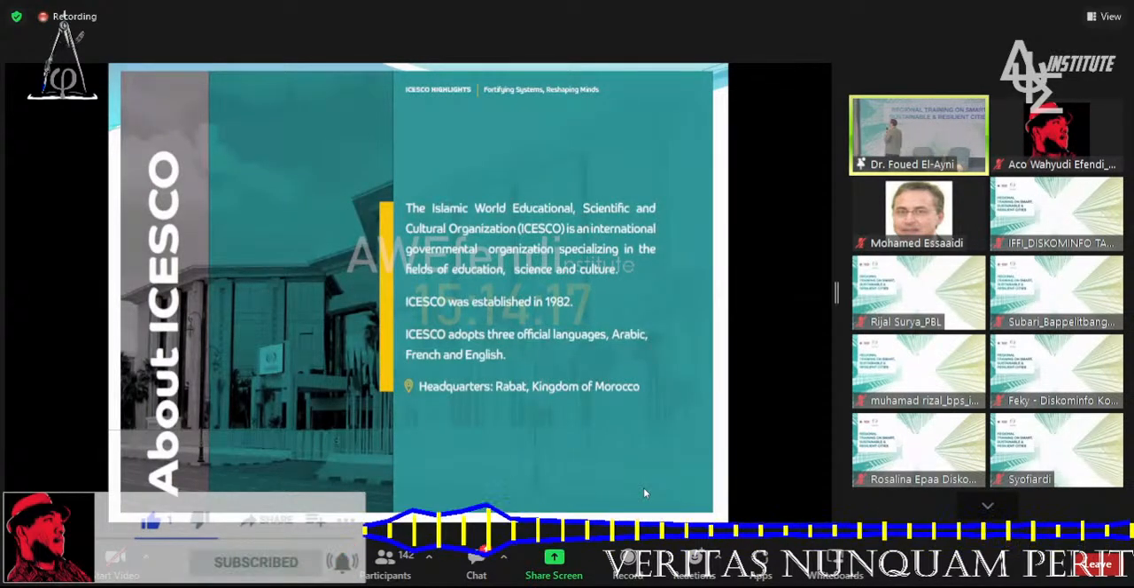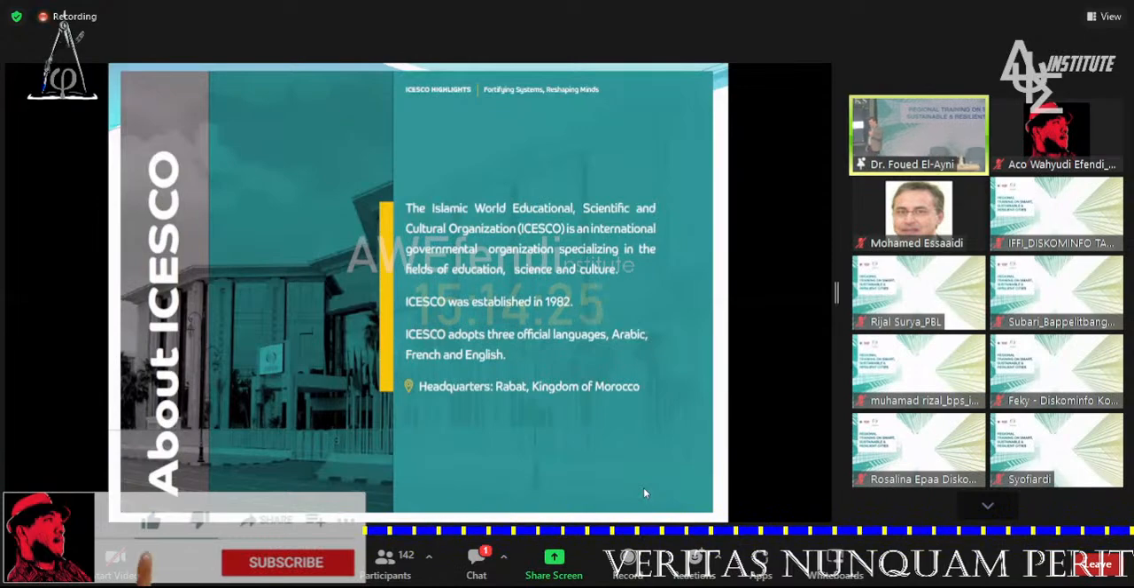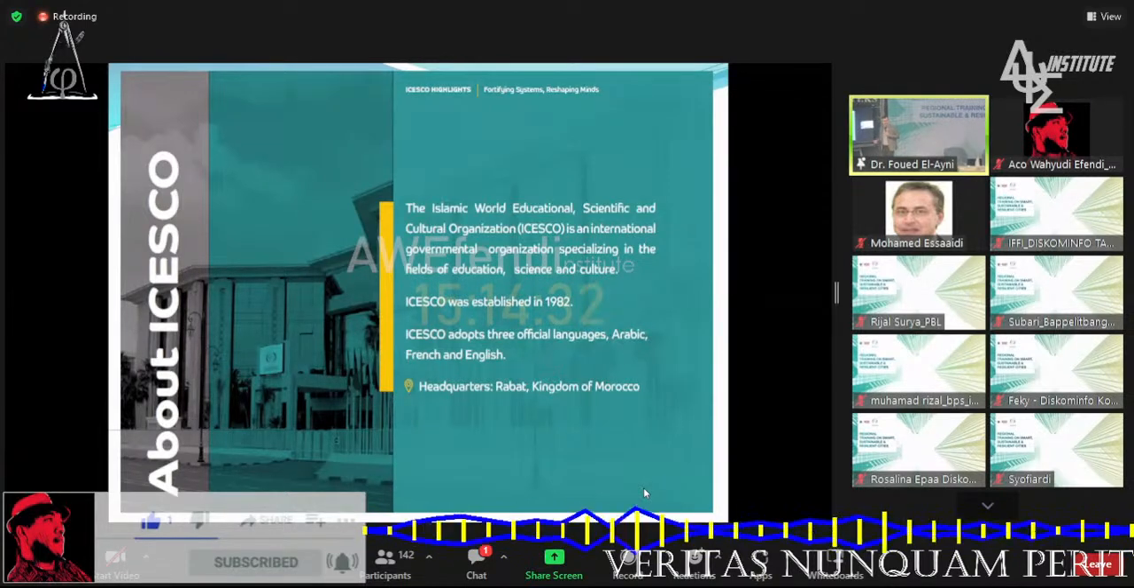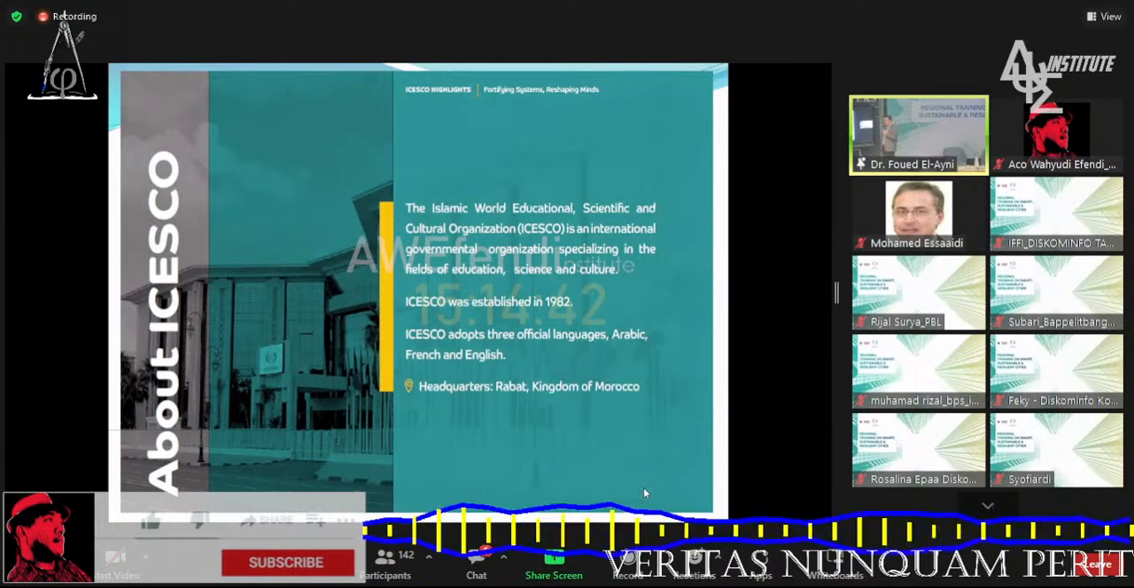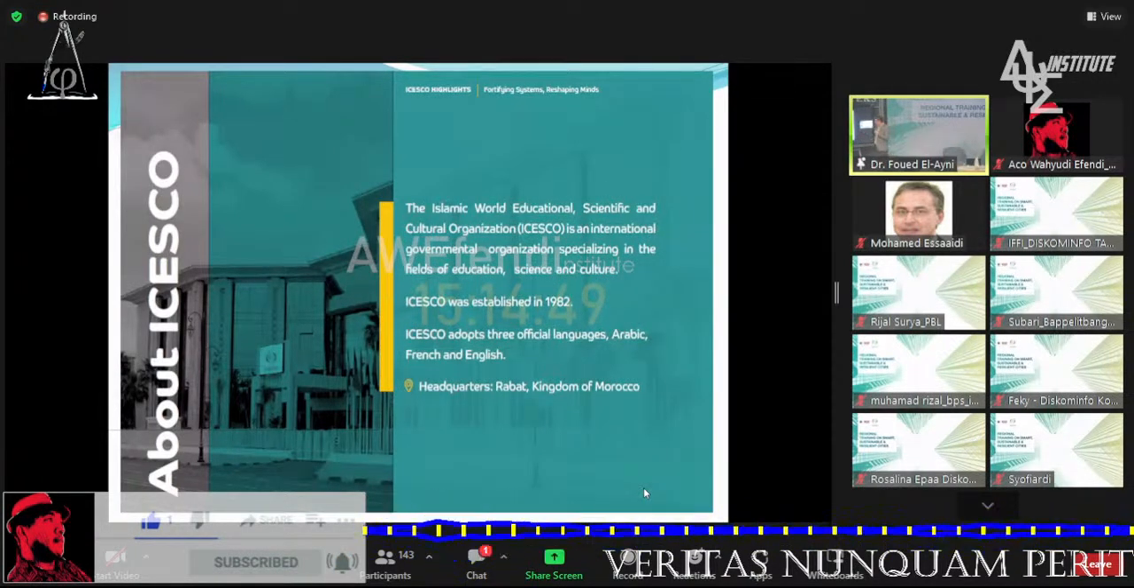The Islamic World Education, Scientific and Cultural Organization, ISISCO, is an international governmental organization specialized in the field of education, science, and culture. So three main fields we are focusing on: science and technology, education, and culture. ISISCO was established in 1982, and adopts the official languages Arabic, French, and English. So we have three main languages. Our headquarters, as you can see from the left side, is based in Rabat, Kingdom of Morocco.